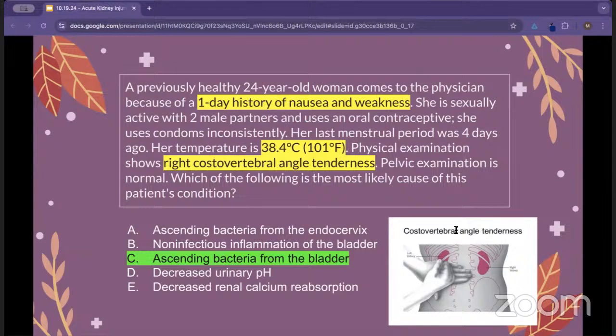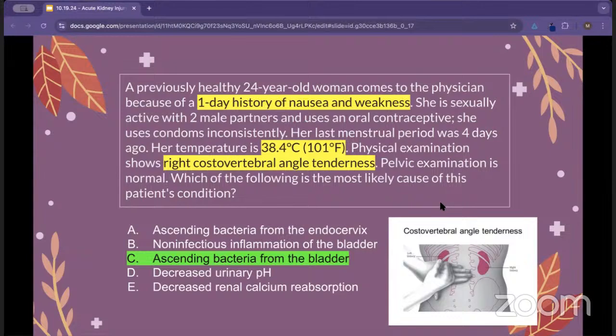The answer also can't be B, because this patient doesn't have chronic interstitial cystitis. She doesn't have symptoms of urgency or increased frequency or suprapubic pain, and so interstitial cystitis couldn't explain the patient's nausea and weakness, fever, and costovertebral angle tenderness. I would highlight this twice and underline it because that is really what helped me differentiate and cross off A and B.